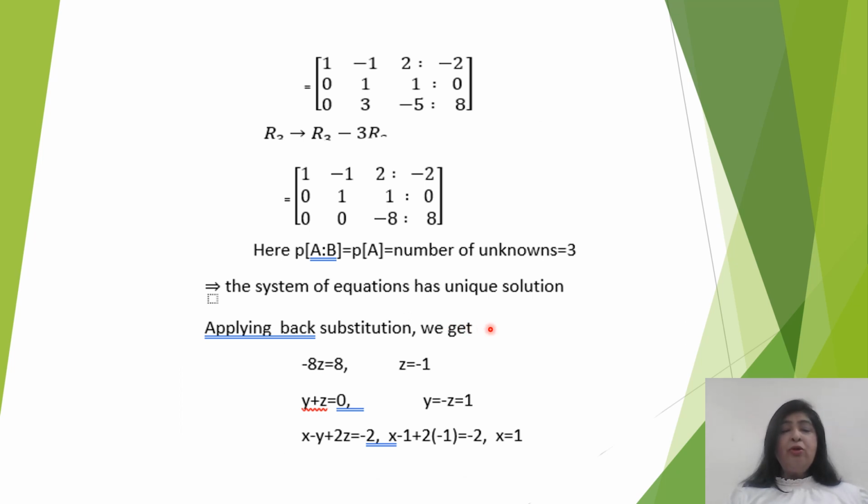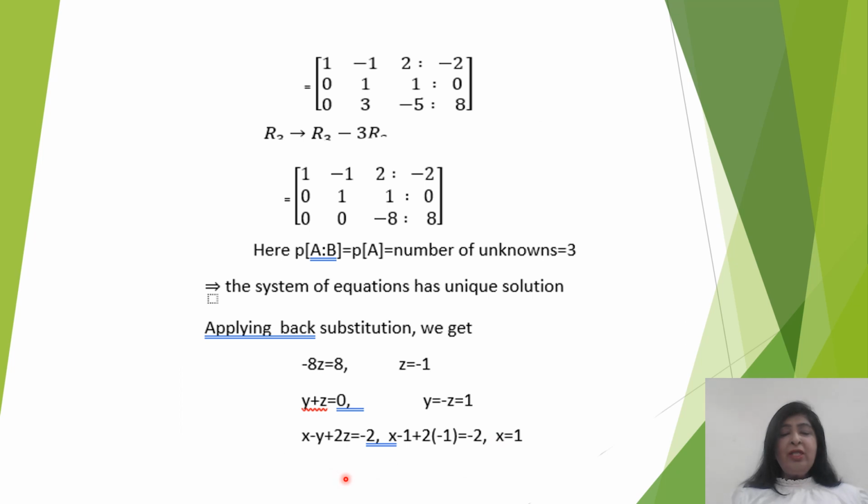So what is that unique solution? It will be found by applying back substitution. I will write this augmented matrix as Ax equals B. When I solve Ax equals B, I get minus 8z equals 8. That gives z equals minus 1. Then from the second row, we get y plus z equals 0, so y equals minus z, which is minus of minus 1, which is 1.